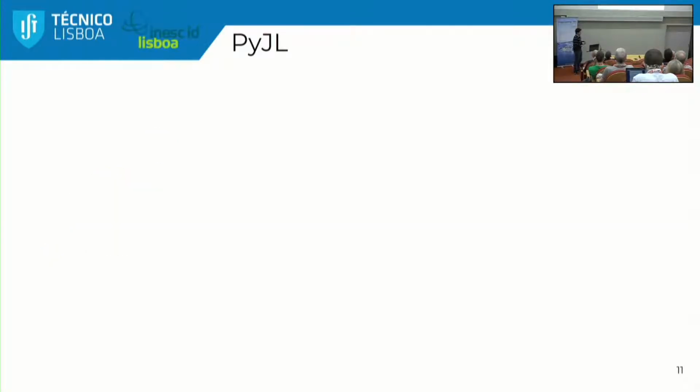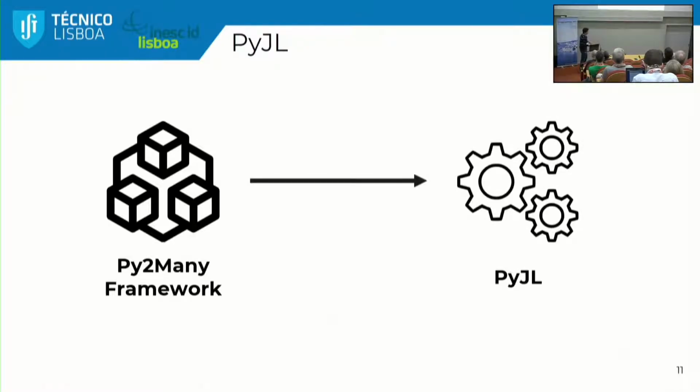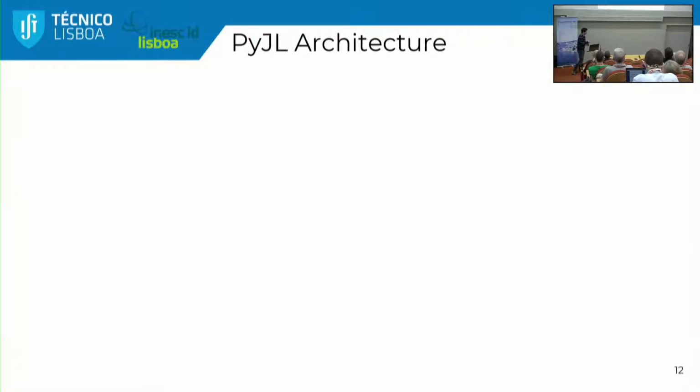And actually, PyJL, how is it built? So we actually started PyJL. We found an open source project called Py2Many. And PyJL is part of Py2Many. And Py2Many basically has a generic framework to translate Python into many C-like programming languages. And what PyJL does is, well, simply use that framework and implement specific translation methods to translate Python to Julia.